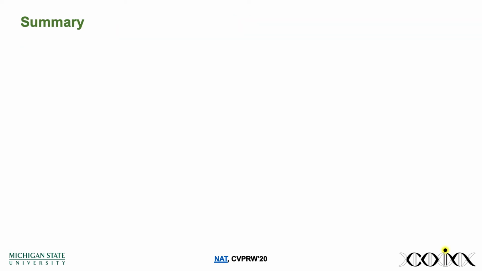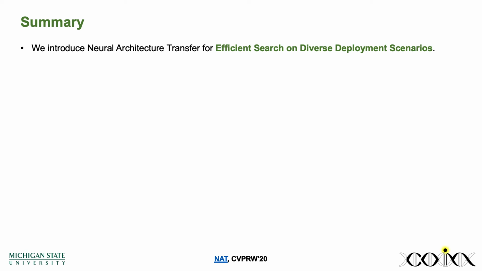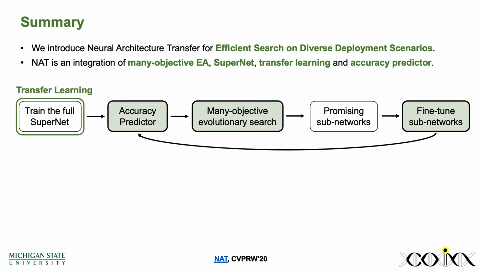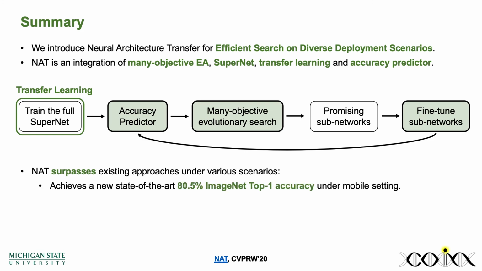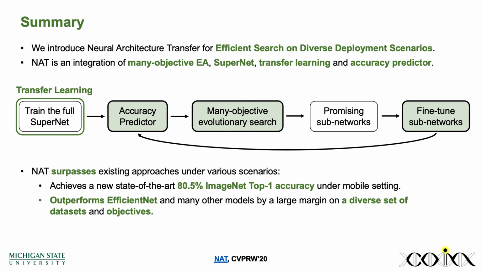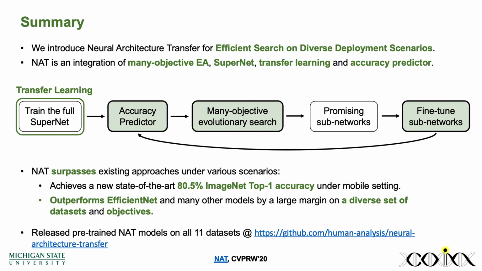To summarize, in this work, we introduce neural architecture transfer for efficient search for diverse deployment scenarios. It comprises 3 main components, including a many-objective EA, a supernet with transfer learning, and an accuracy predictor. The proposed method improves the current approaches in a number of ways. In particular, a new state-of-the-art on ImageNet under mobile setting is achieved, and the scalability of the proposed method is extensively evaluated on many datasets and objectives. The pre-trained models on all datasets are available on GitHub.